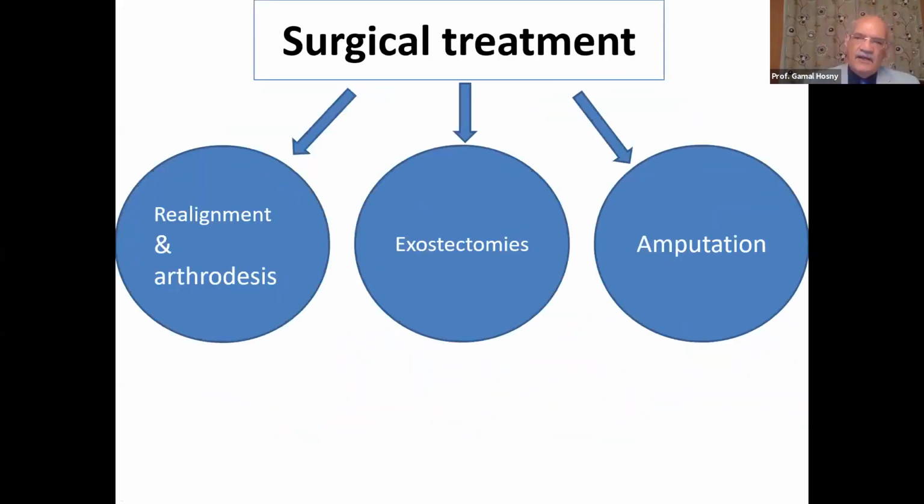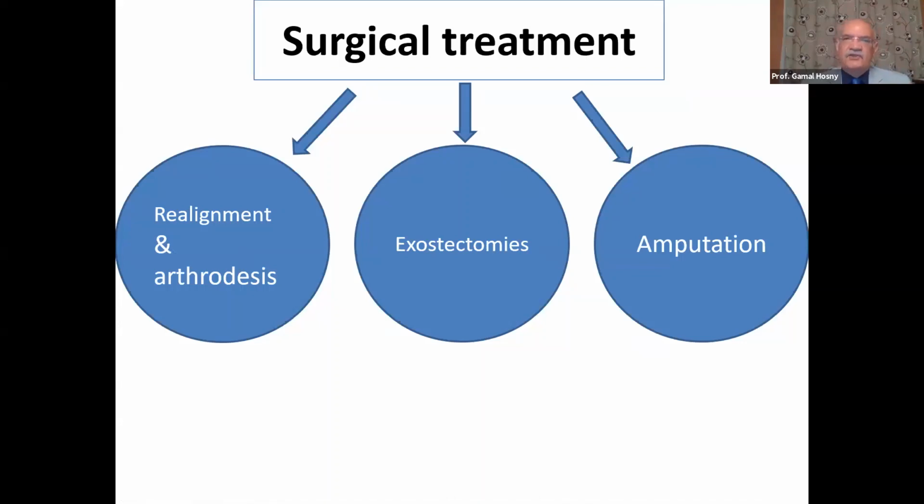I will speak about them quickly. Surgical treatment: realignment and arthrodesis, exostectomies, removing the exostosis that is present, or amputation. This is what is written. Realignment and arthrodesis. You can use internal fixation or external fixation. It depends on the situation.